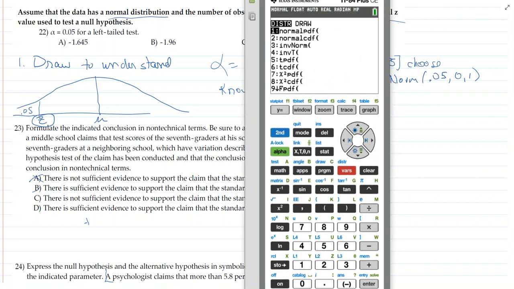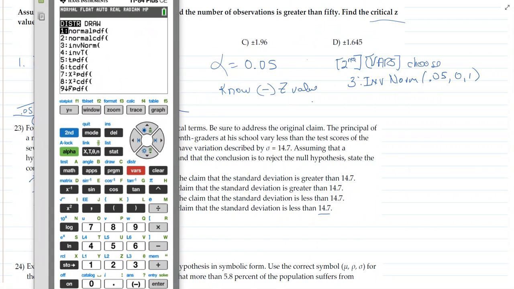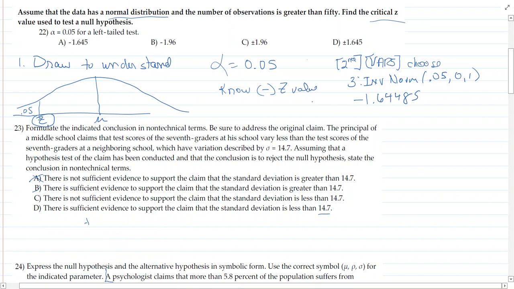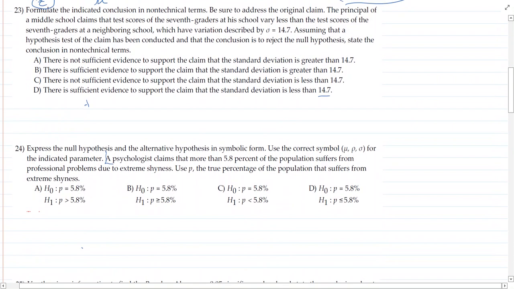Let's get our calculator out. I'll put it on the left. Oops, sorry about that. Second vars, number 3, decimal 0.05, enter, 0 and 1 for the commas, if that's what you're using on your calculator, and enter. And I get this value, negative 1.64485, and I do at least 4 decimals to see what we have for a selection. The most I see is 4, so it's a negative 1.645, which is A.